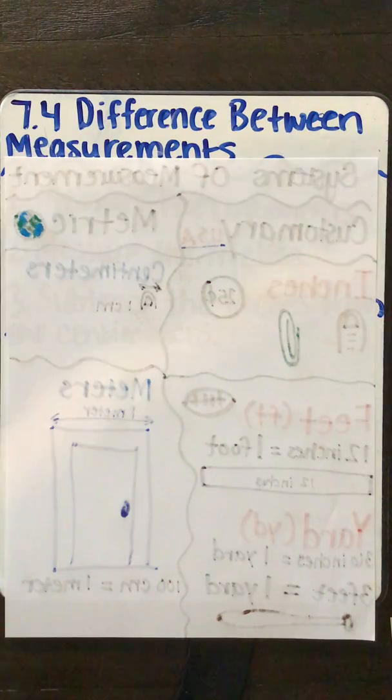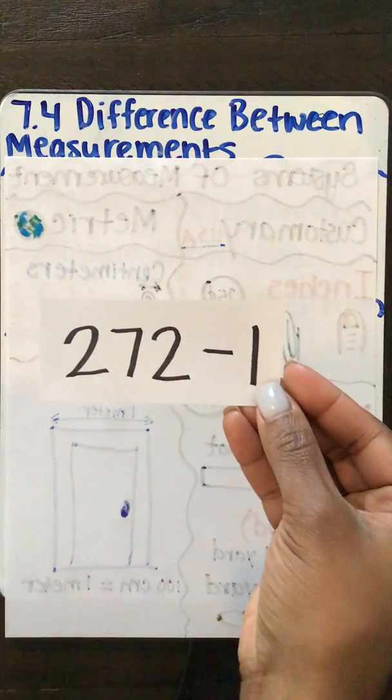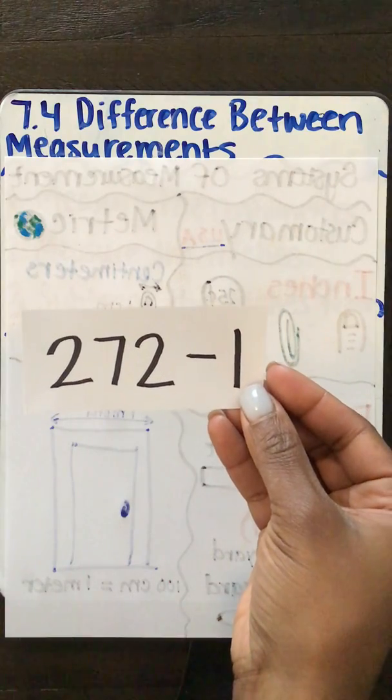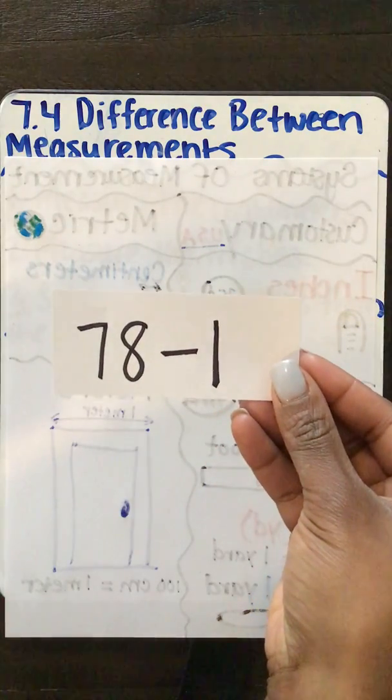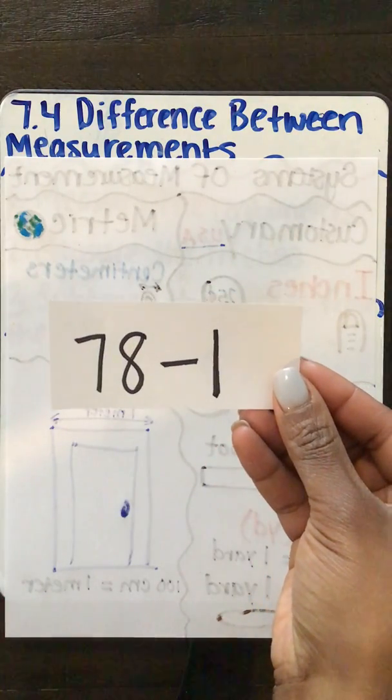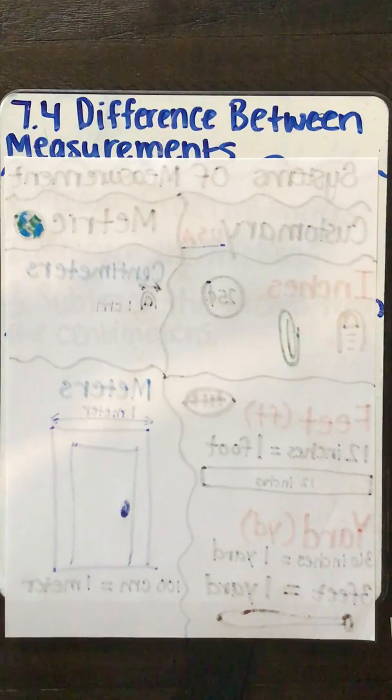Get ready. 272 minus 1. 271, very good. 78 minus 1. 77, you got it. Next one.